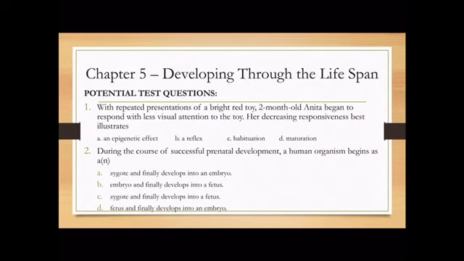Okay. Repeated presentations of a toy. 2-month-old Anita begins to respond with less visual attention. This is habituation. With repeated exposure to the same thing, we become uninterested. We have decreasing responsiveness to it.